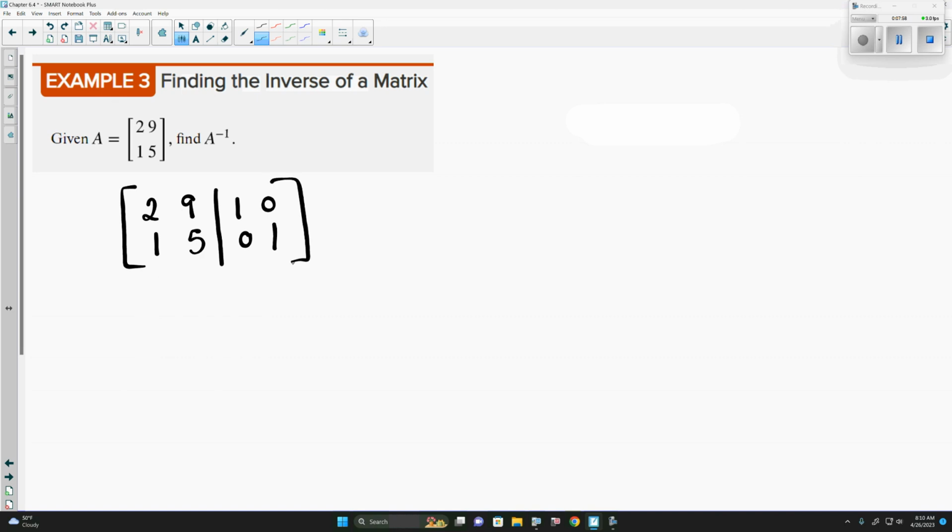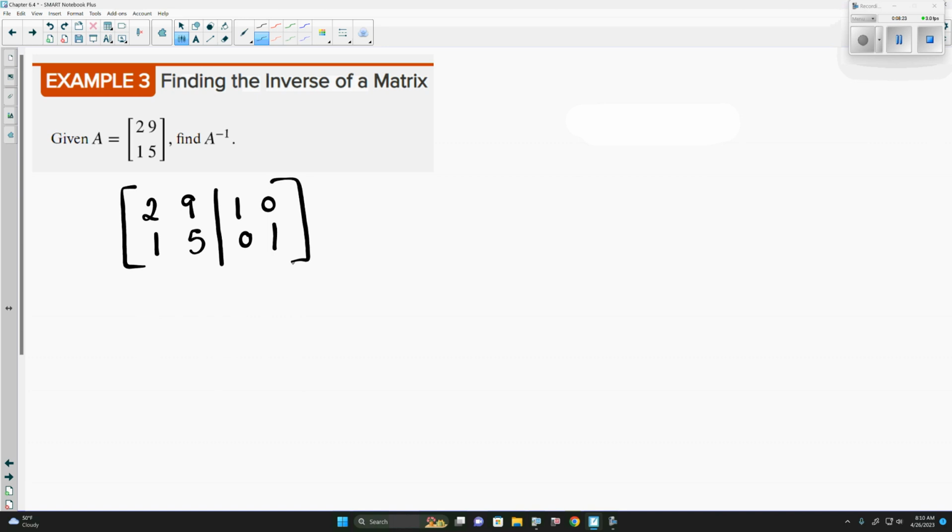So what we do is we set it up like this here. We put the matrix that we are given on the left, so our 2, 9, 1, 5. We put a bar and then put the identity on the right. Questions on this so far?